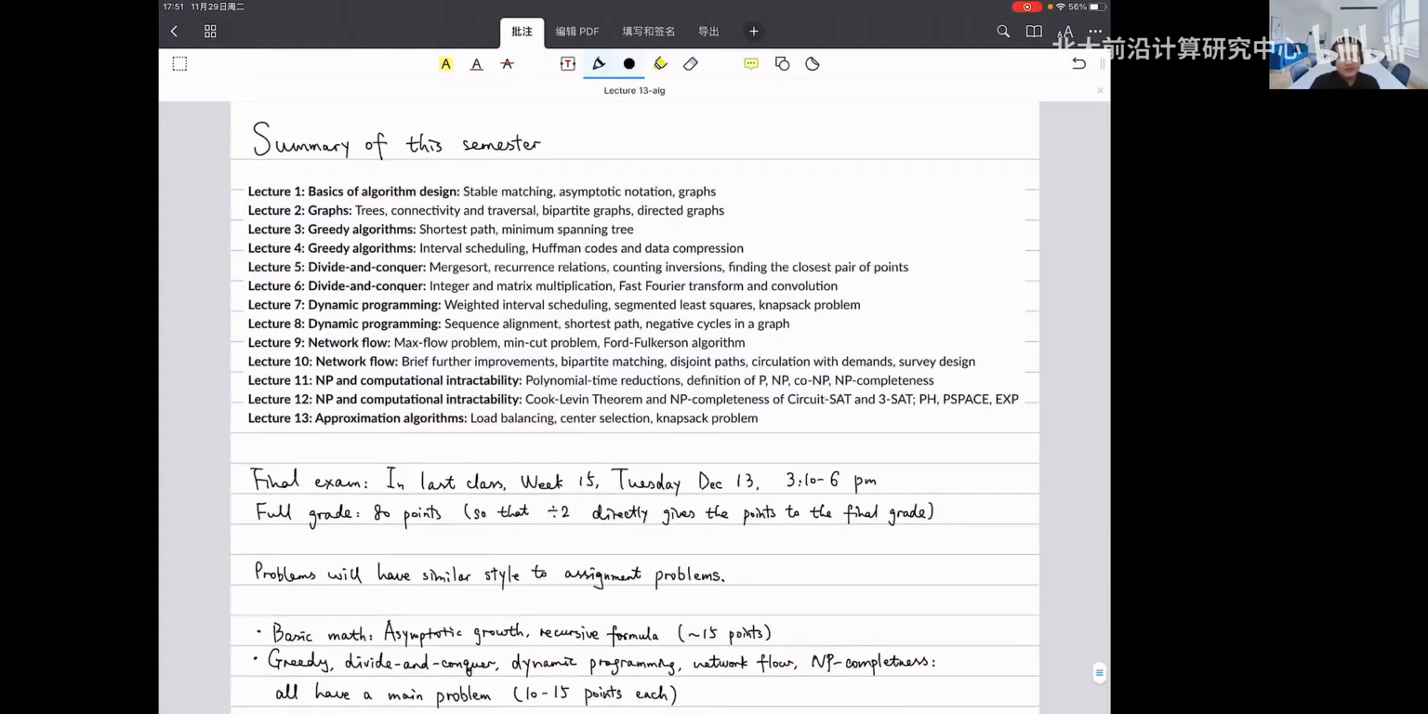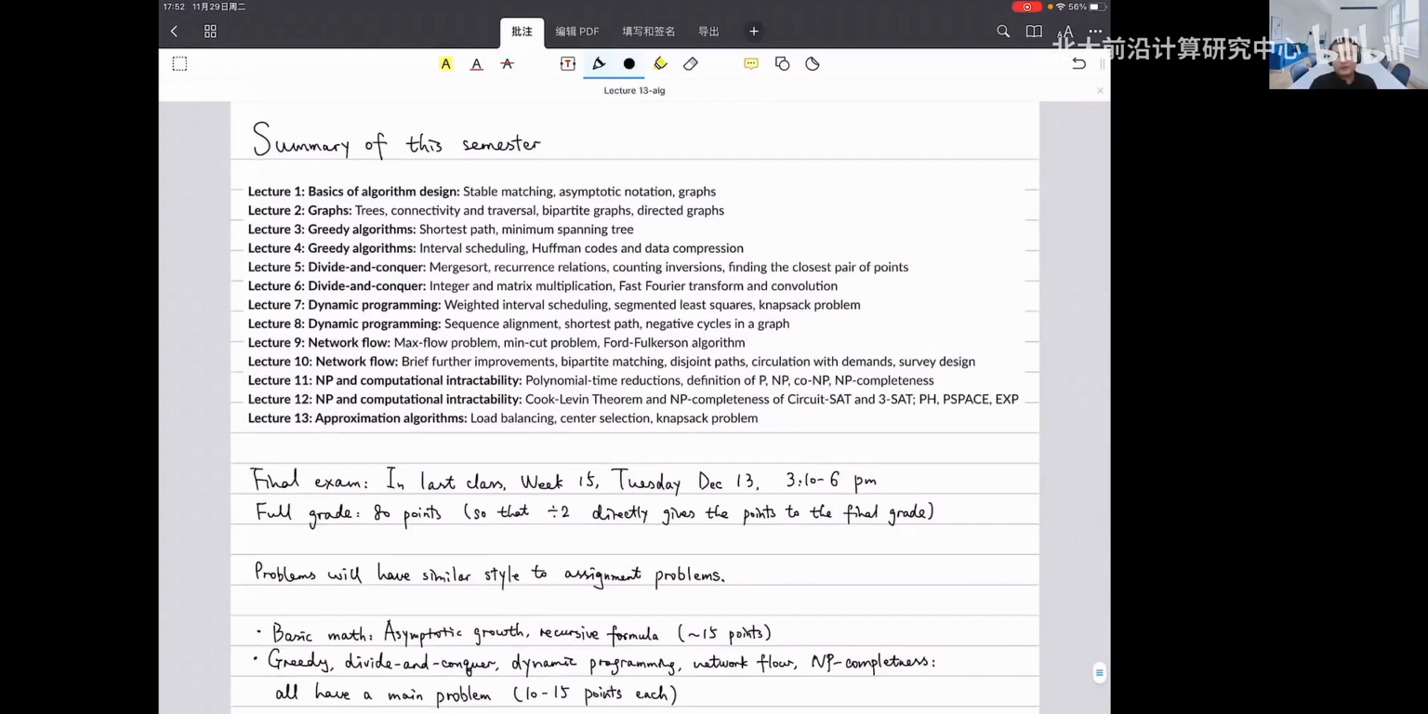Next, the most important part of the semester is that we introduced 4 very important kinds of ideas for designing algorithms: greedy algorithms, divide and conquer, dynamic programming, and network flow. For all of them, we have mentioned quite a few different instances, ranging over a lot of different scenarios, like Huffman codes in information theory, geometry problems like finding the closest pair of points using divide and conquer, numerical algebra problems like integer and matrix multiplication, the fast Fourier transform, and dynamic programming that covers a lot of real problems, for instance the knapsack problem, etc.